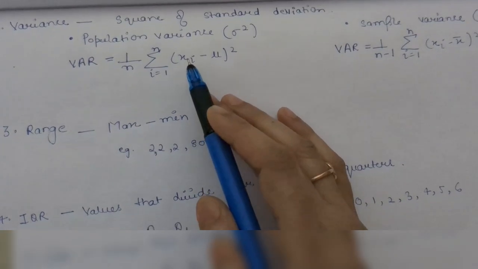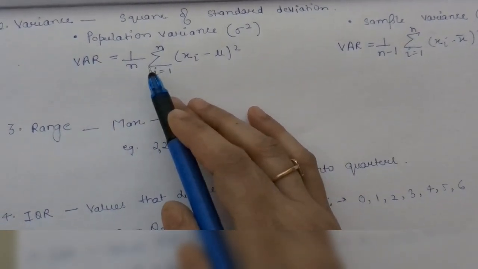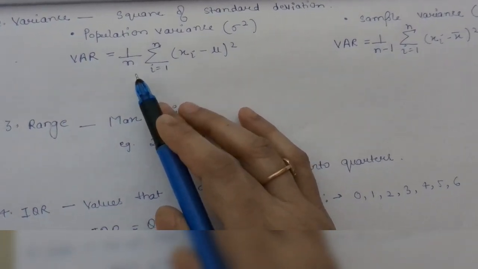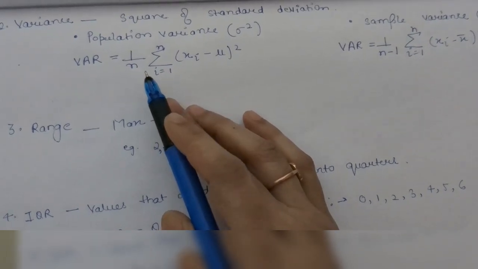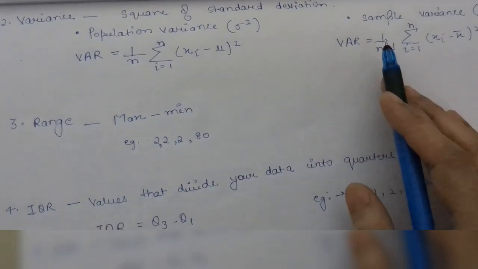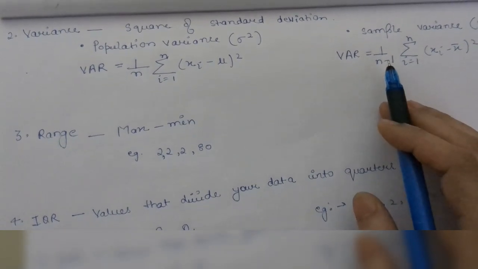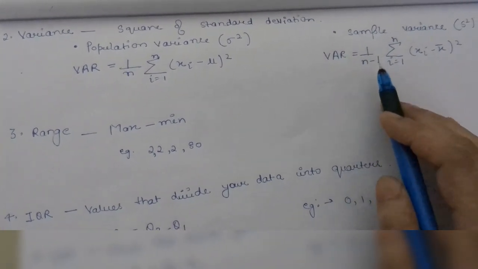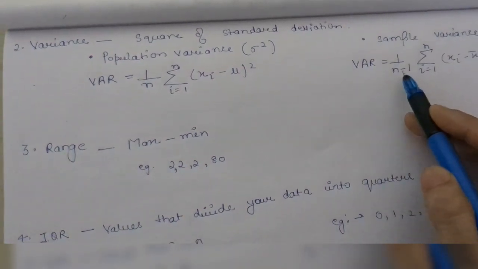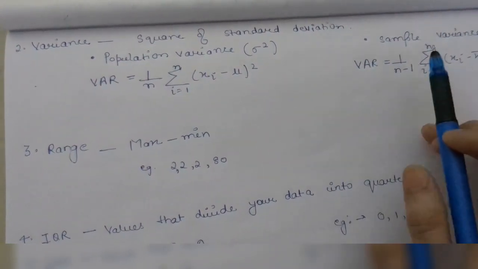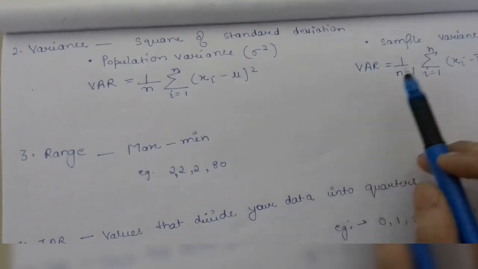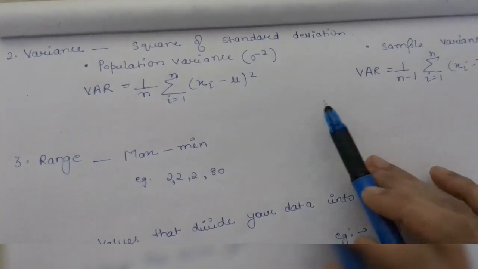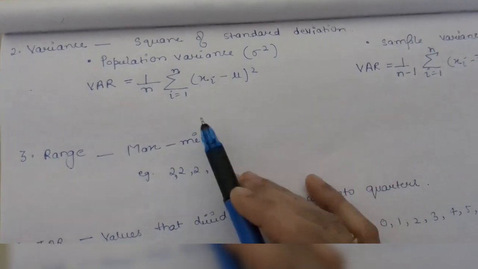As you see, in the case of standard deviation, the formula is 1 by n in the case of population standard deviation, and for the sample standard deviation the formula is 1 by total number of observations minus 1. So here also it is same, only the difference is that here you will see the square, that is, here you will not see the square root in both the cases.